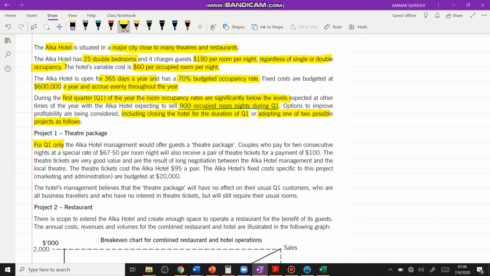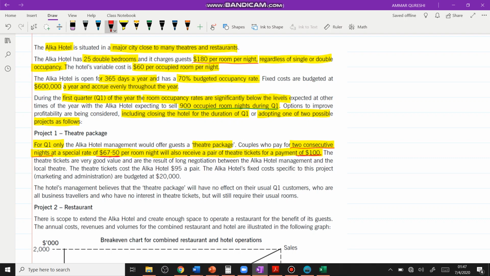The Elka Hotel management would offer guests a theater package. Couples who pay for two consecutive nights at a special rate of 67.5 per room per night will also receive a pair of theater tickets for a payment of $100. Now what is the original price? Original price was 180. But what we are saying is, if you are coming in quarter number one and paying for two consecutive nights, then we will give you a special rate of 67.5 per room per night and a pair of theater tickets for the payment of $100.